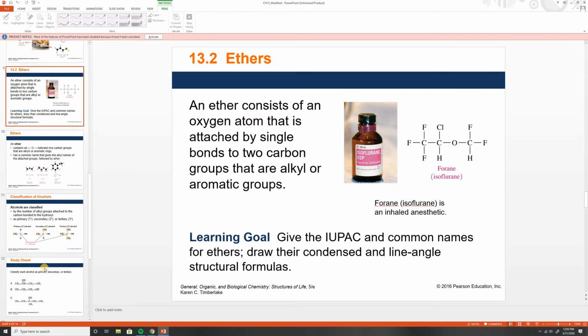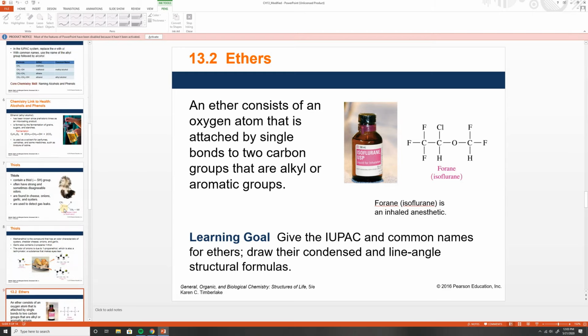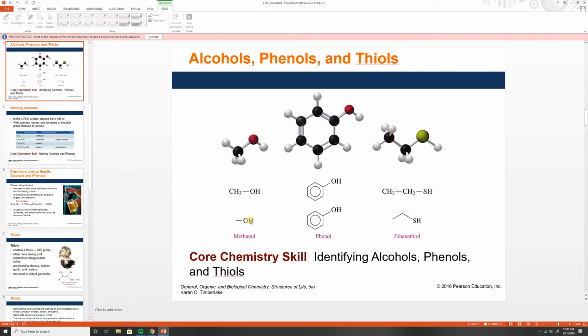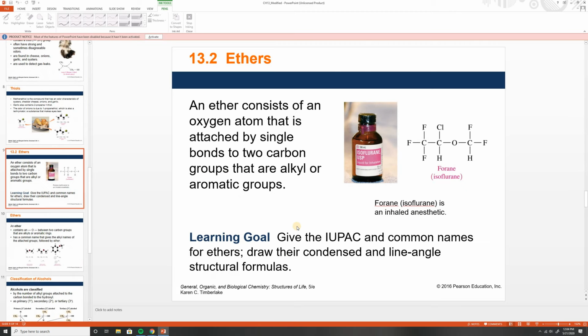Then you have, the last thing we're going to cover, we're almost done, is ethers. So ethers, they have an oxygen in the middle. So basically what this is, if you have an alcohol group, just like we saw up here, and for methanol, if you have an alcohol group and you get rid of this hydrogen, and you replace this hydrogen with another functional group or another carbon chain or something different, you get an ether.